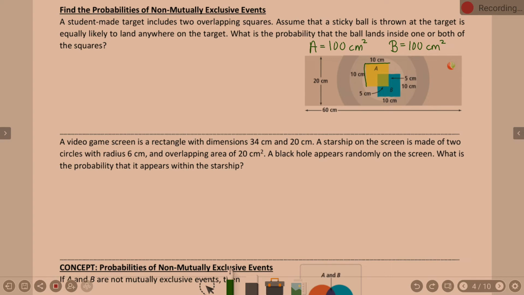What else? The overlap is 5 by 5, so it's going to be 25. Okay, where the blue and yellow overlap, what looks green, is going to be 5 by 5. And I'm going to call that A and B. So that 5 by 5 is going to be 25 square centimeters.